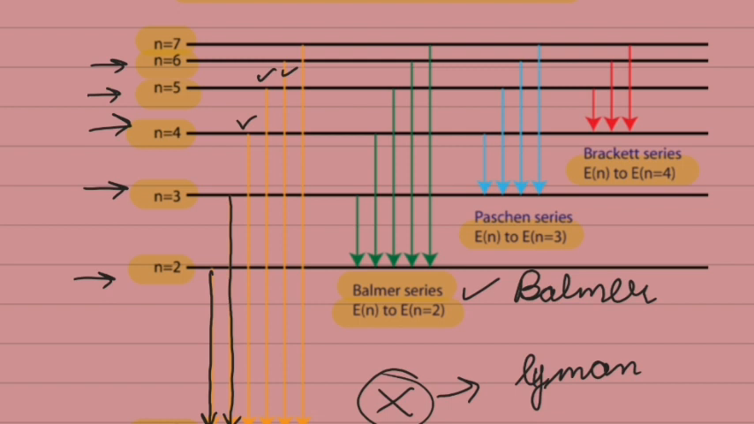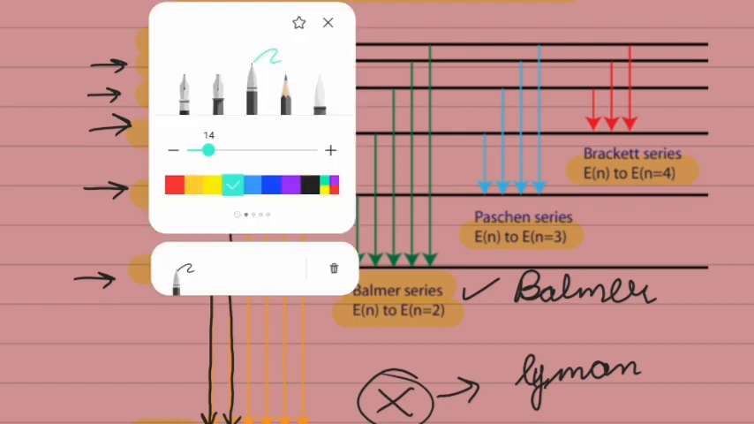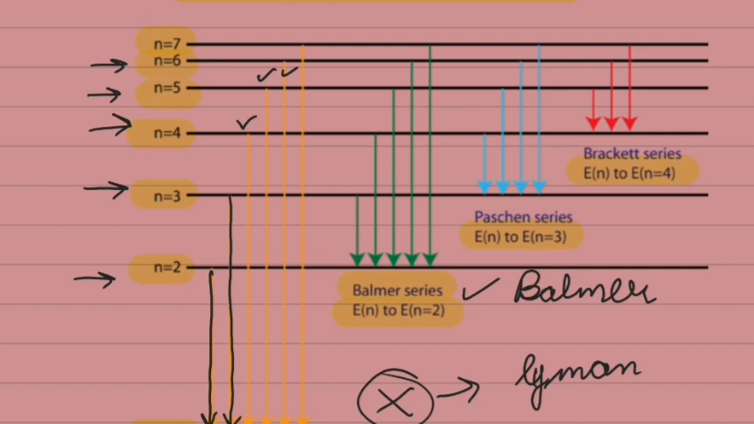So if I take a different color to show the Pfund series, we see that it can fall from here to here, it can fall from here to here. So it will be Pfund, and the value of n will be equal to 5. When you talk about the Humphreys series, it can fall from above to this, n equals to 6 also. So this will be your Humphreys, where your value of n will be equal to 6.